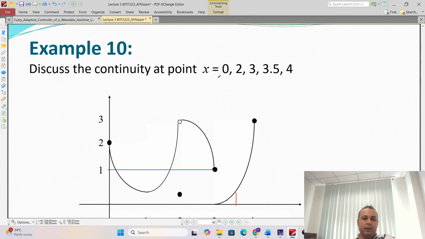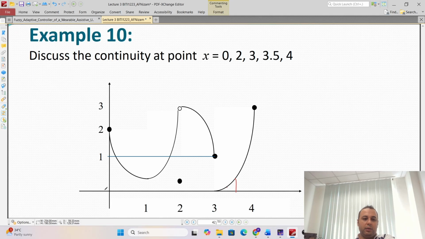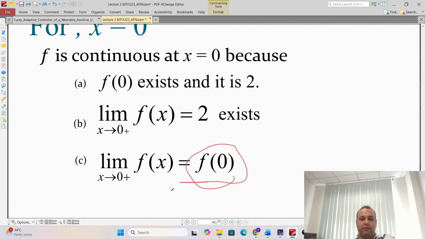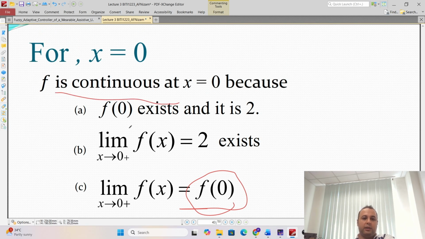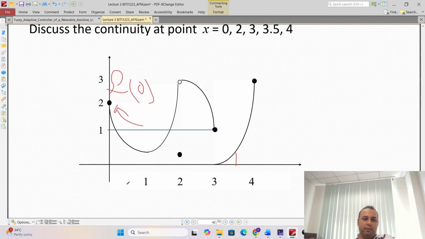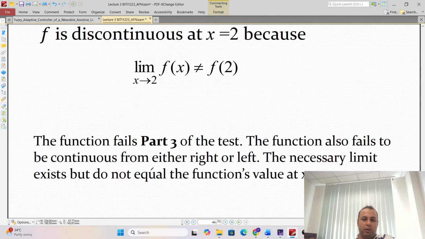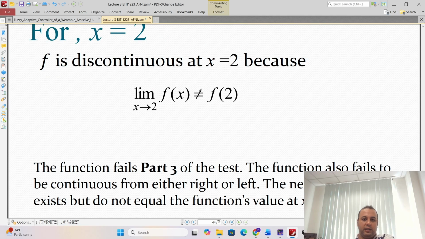Discuss the continuity at each point: 0, 2, 3, 3.5, 4. Let's start with point 0. At point 0, f(0) exists. From the right-hand side we have the function f(x), so f is continuous from the right. Okay, number 2. You can see there is a jump.